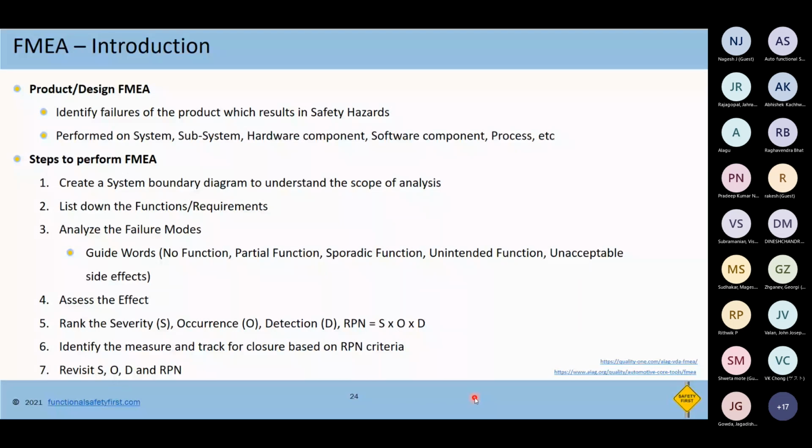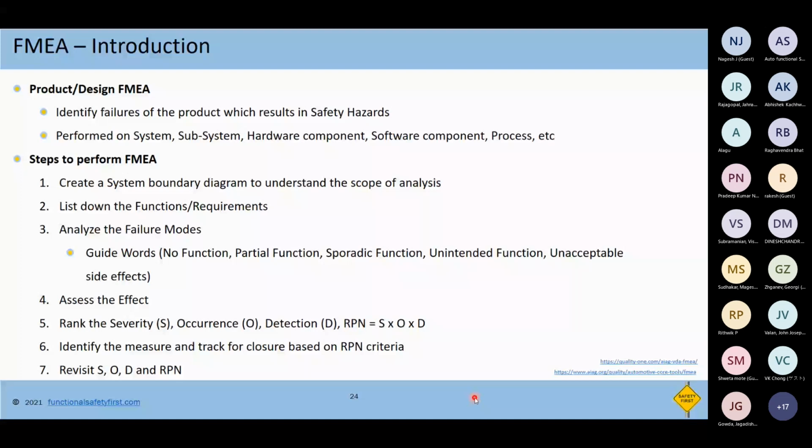And for the criticality analysis, we need to consider the severity of the failure mode, severity of the effect, occurrence, and detection. Based on that, we assess the risk priority number. That gives the criteria for which failure mode to be treated with high priority. And then we need to identify the measure and track it for closure. And we need to repeat this. So FMEA is not a single-time activity. It has to be repeated iteratively. We take measures, we revisit the FMEA, and we revise the RPN number. Then we look at the same criteria.